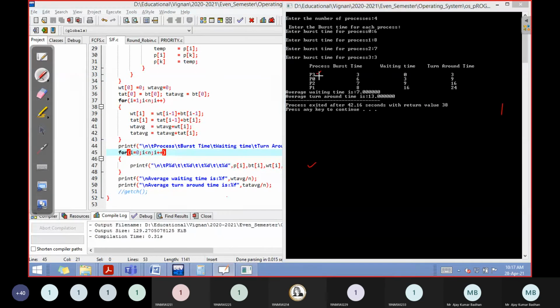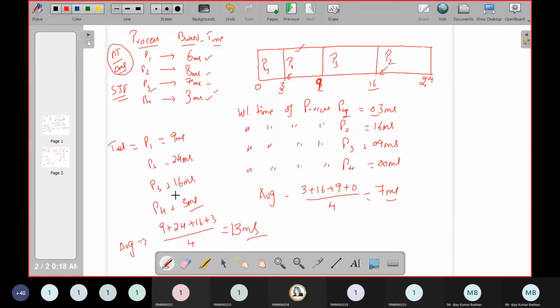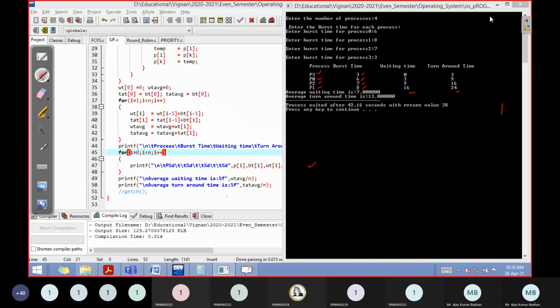What did I do? The process order P3, P0, P2, P1. This is what we are doing here. Then what happened? 3, 6, 7, 8. As I told you, we arrange them in ascending order from small to big, and based on that we got these values. Let's check whether we got the same values or not. 7 milliseconds and 13 milliseconds. The waiting time is 3, 16, 9, 0, that is for P0 it is 3, for P1 it is 16, for P2 it is 9, and P3 got 0. See, you got the right output here.